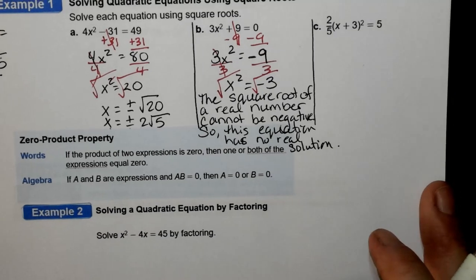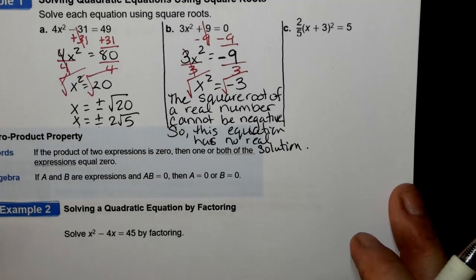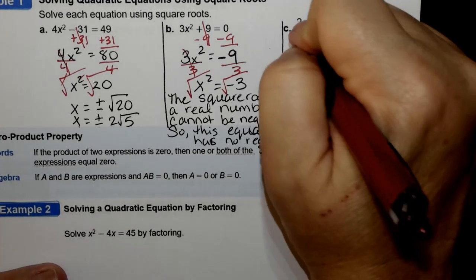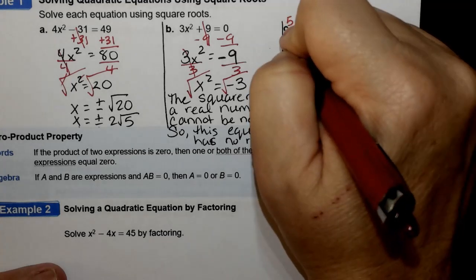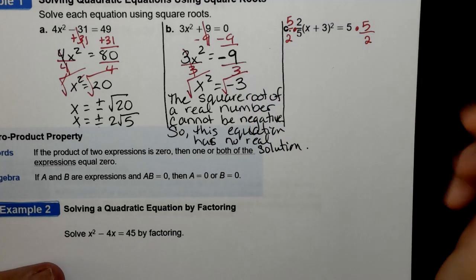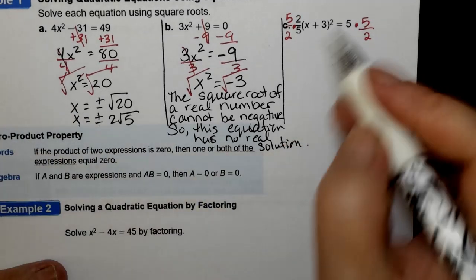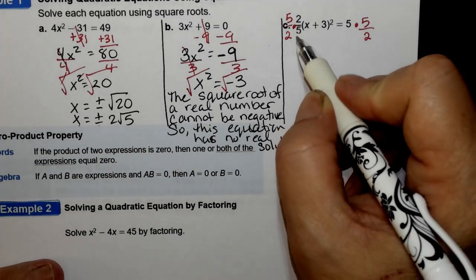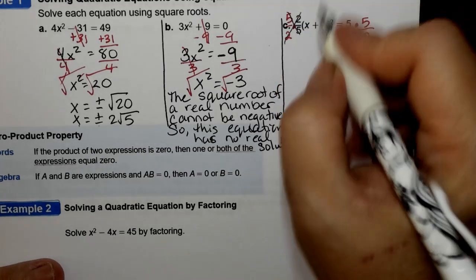All right, so moving on to C. I know y'all see a fraction there and you automatically get scared, but we can get rid of this fraction by simply multiplying by the reciprocal. If we multiply that side by the reciprocal, we have to multiply this side by the reciprocal. Why does that work? Because 5 times 2 is 10, 2 times 5 is 10, and 10 divided by 10 is 1, so those cancel each other out.